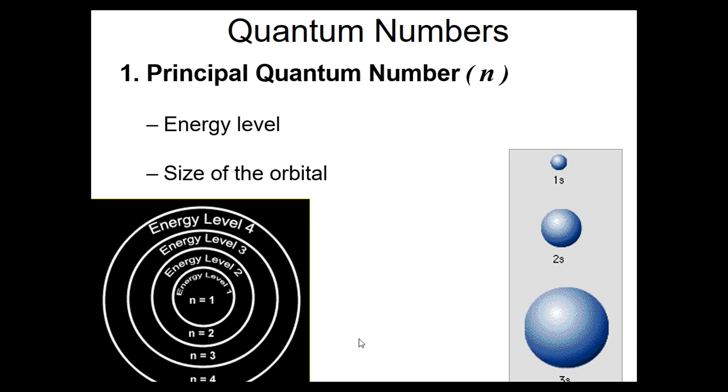So the principal quantum number corresponds to the energy levels in Bohr's model of the atom. So if you remember, Bohr's model of the atom had rings, we had different energy levels. We're seeing the same thing here. They both describe how far from the nucleus the electron is. Just that quantum mechanics gets to be much more complicated than Bohr's model.